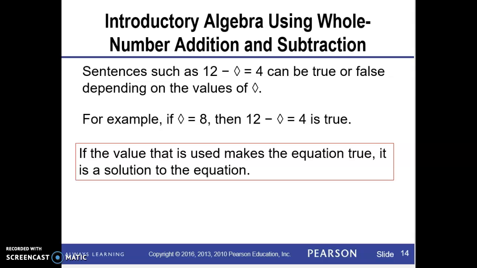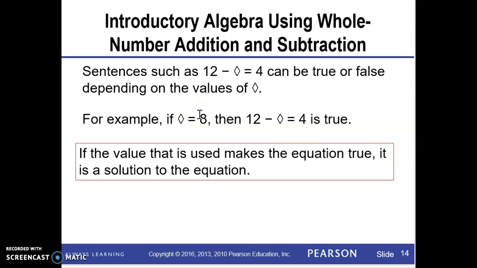Okay, just like before, when we talk about our introductory algebra ideas with our young students, we're usually not using letters. We're usually not using X like what we're used to in algebra, but we use symbols, we use boxes, we use circles. 12 minus something equals 4. Maybe this is a true statement, maybe this is a false statement. If that something is 8, then 12 minus diamond equals 4 is true. If diamond is something other than 8, let's say diamond represents 10, well, 12 minus 10 does not equal 4. So in that case, this would be a false statement.